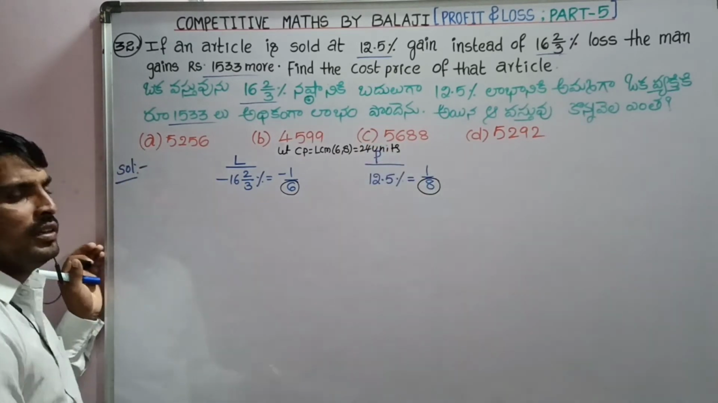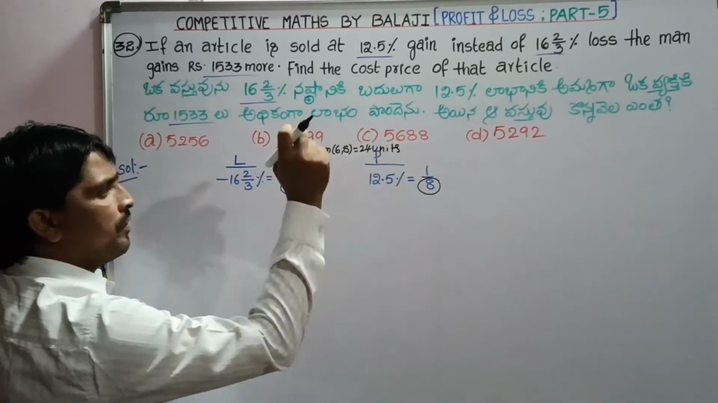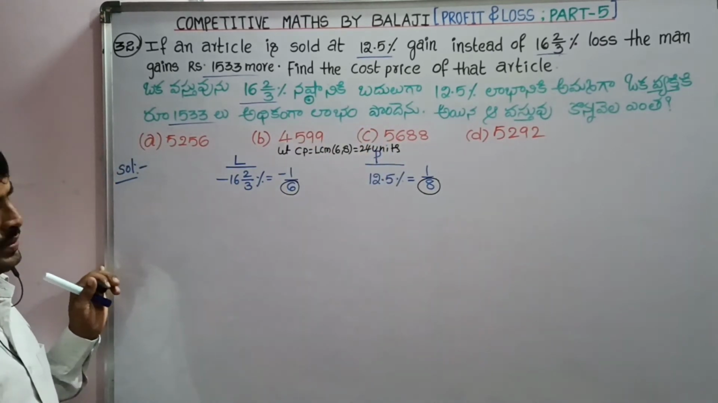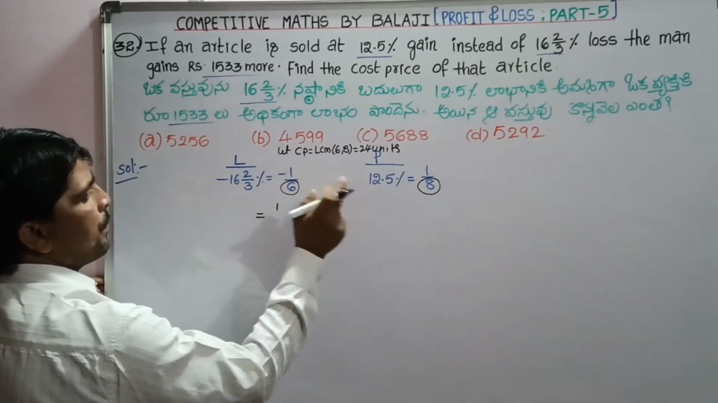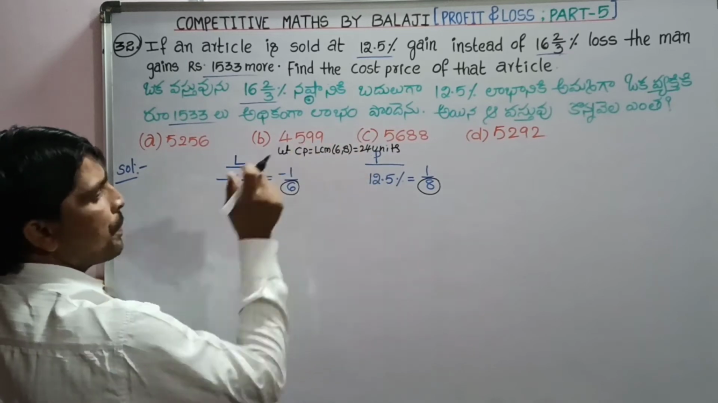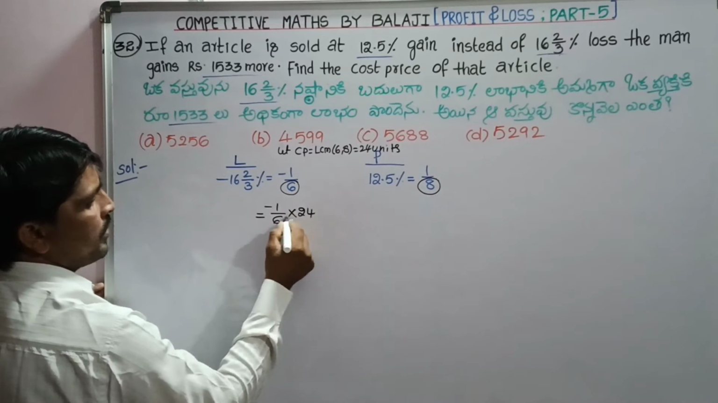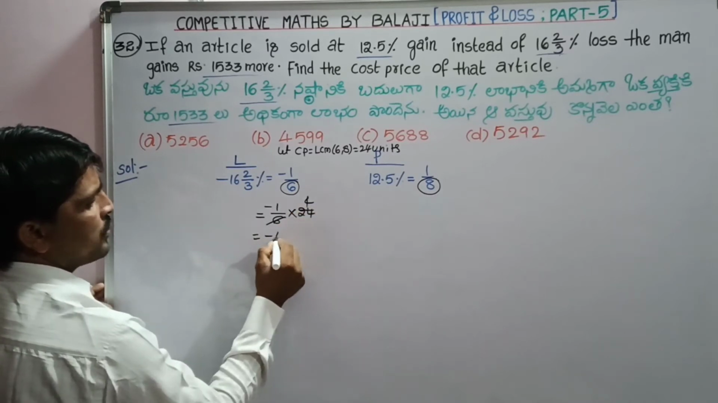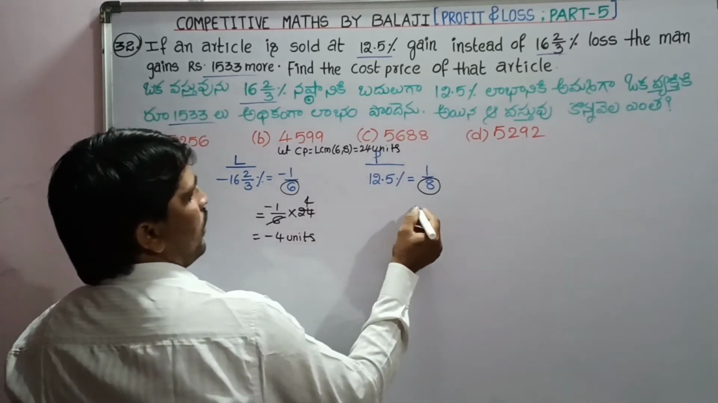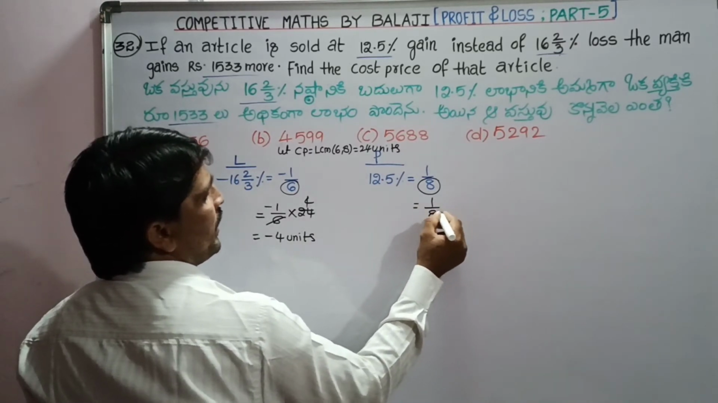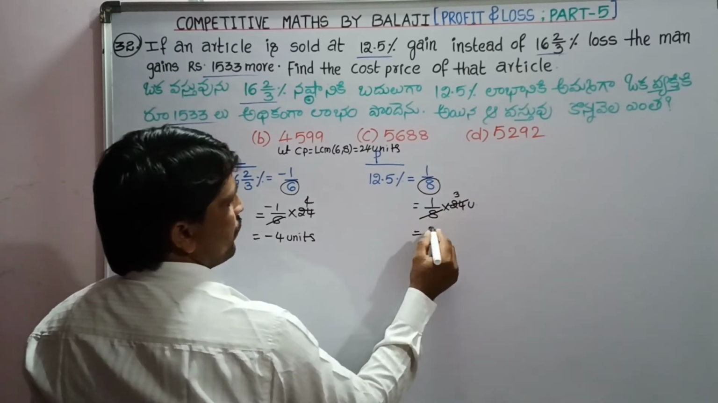Let us suppose that CP is the LCM of these two denominators, that is, LCM of 6 comma 8 equals 24 units. Then what is the loss? Loss or profit is always calculated on CP as base. So 1 by 6 times 24: 6 fours are 24, that is minus 4 units. So loss is minus 4 units. And what is profit? 1 by 8 times 24 units: 8 threes are 24, that is 3 units.